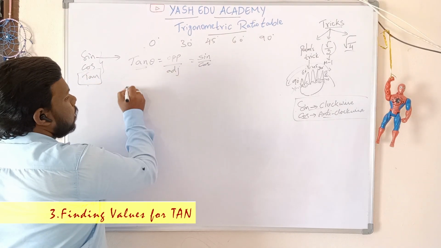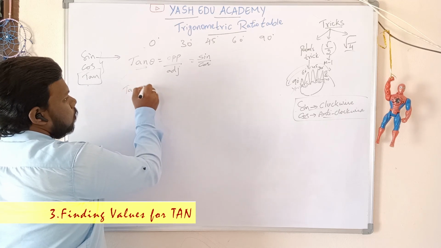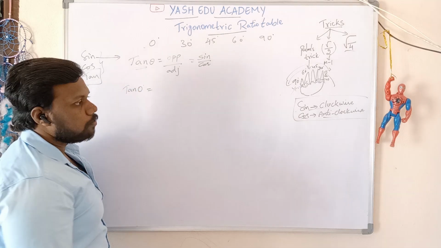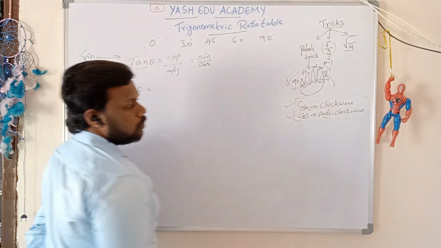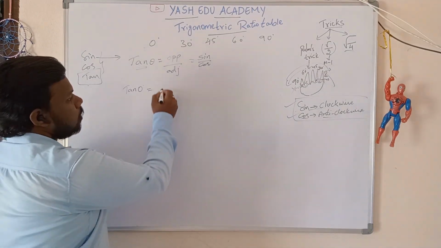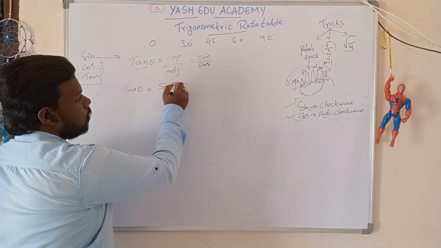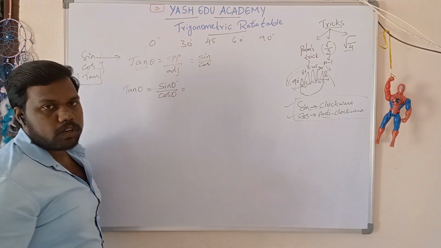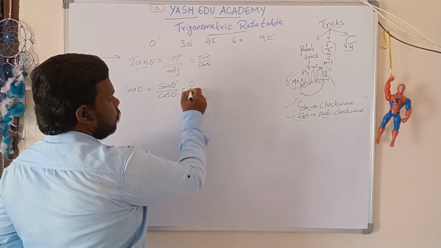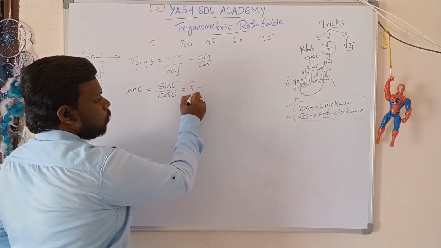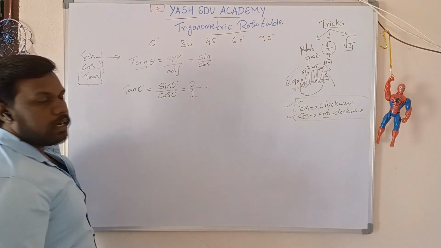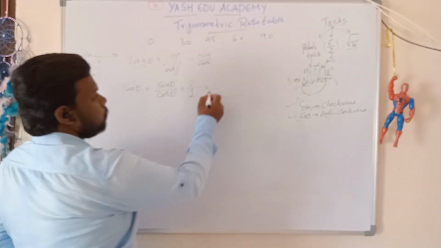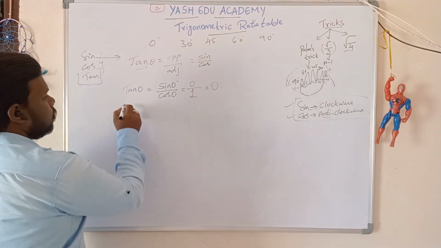So to find the tan 0 value, we need to find sin 0 and cos 0 as we found previously. Sin 0 is, as you know, 0 and cos 0 is 1. So it is 0. 0 by anything is 0.